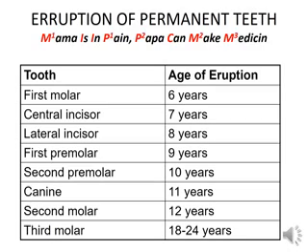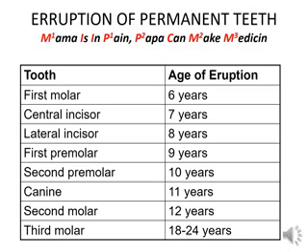M1 stands for first permanent molar. I stands for central incisor. NI stands for lateral incisor. Pain, P1, stands for first premolar. Papa, P2, stands for second premolar. Can stands for canine. M2, second molar. M3, third permanent molar.